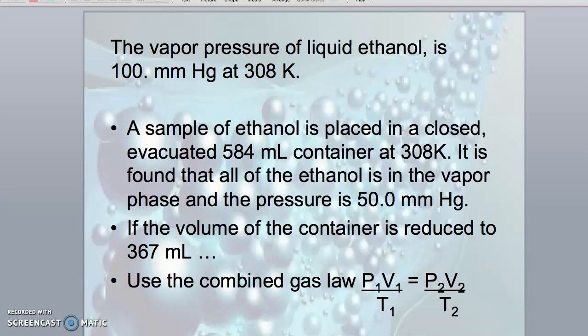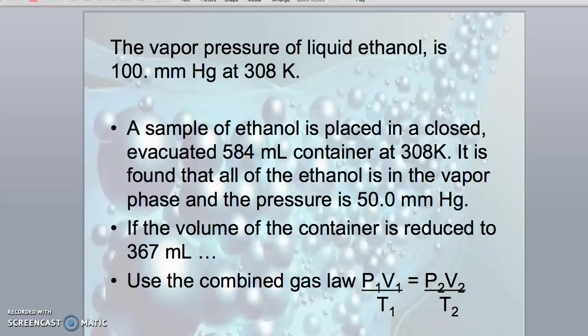And now what they're saying is, all right, well, what if we took this container and we made it smaller? So we have the same amount, but now we have a smaller container. So reducing the size of the container would increase the pressure. Well, we need to solve for the new pressure, and then we can make some statements. So the way we're going to do this is we're going to use the combined gas law, and we can write that as P1V1 over T1 equals P2V2 over T2.